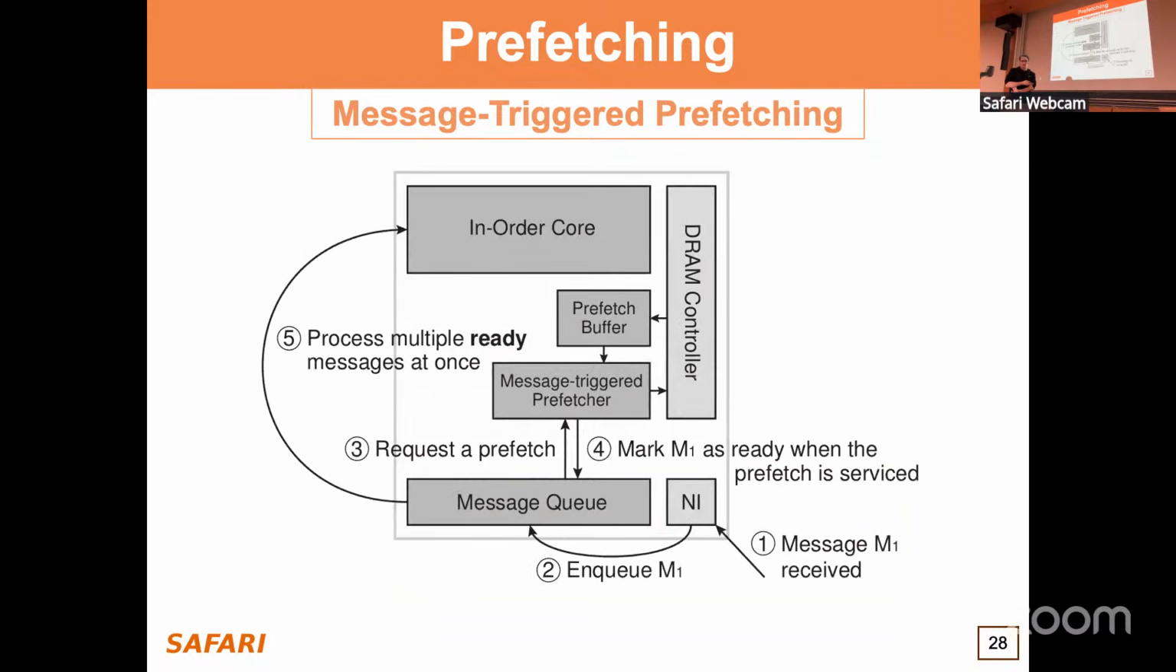So it will look like this. We have the message queue. Some message will arrive. Then the message hint will tell the prefetcher to prefetch the necessary data. Then as soon as it is prefetched, the message will be marked as ready. And once we have enough messages, a context switch will be triggered and all of the messages will be executed.